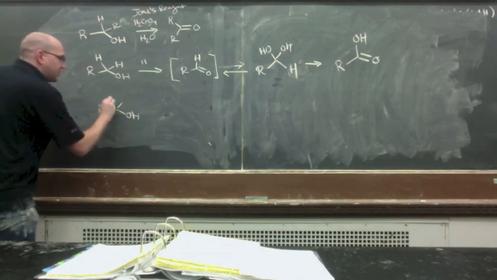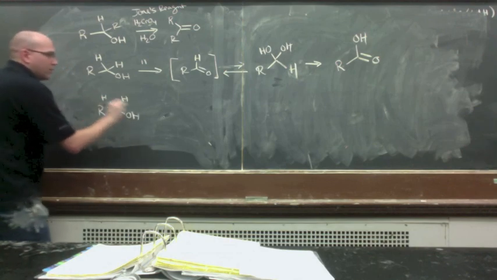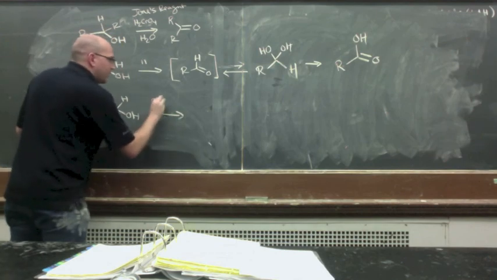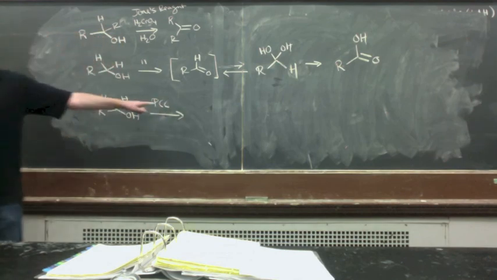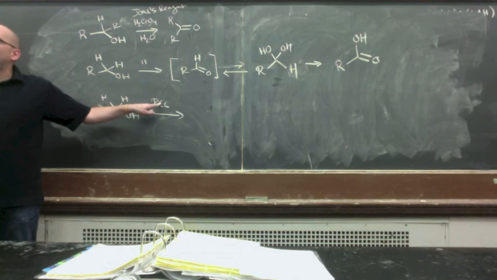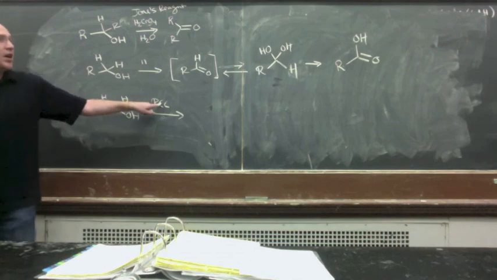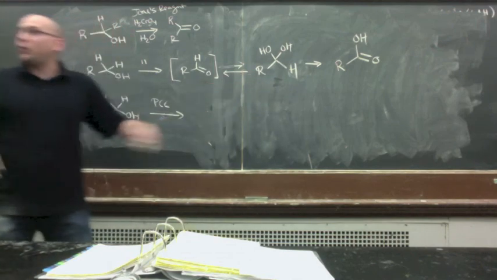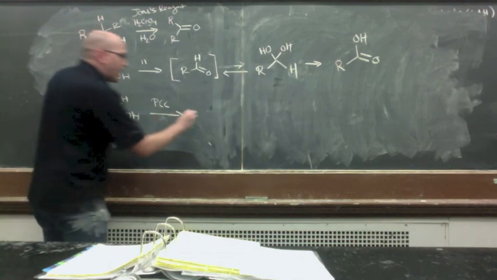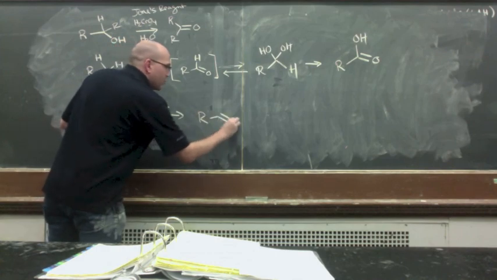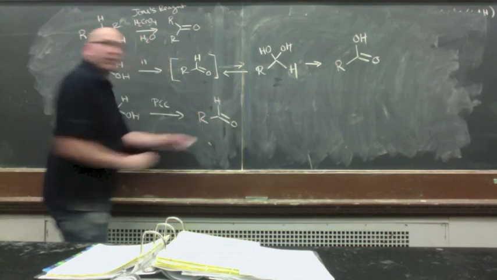something called PCC, which is pyridinium chlorochromate. The important point to this, though, is that this is soluble in dichloromethane. You can run this over molecular sieves, so you can keep this very, very dry. You never get to the hydrate, and if you prevent it from going to the hydrate, then what you end up doing is you get to the aldehyde, you can actually get there.